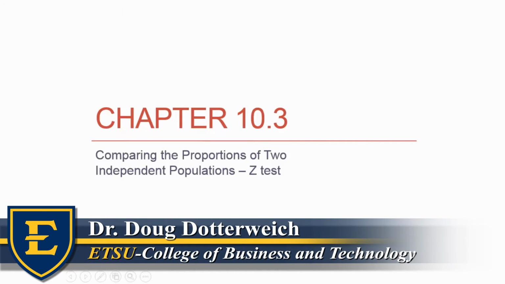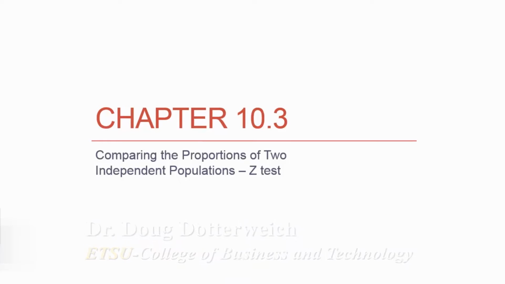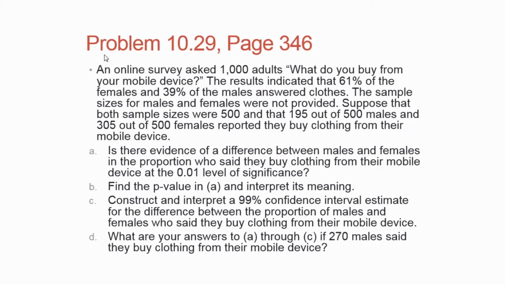Chapter 10.3 is section 3 of chapter 10, and the problem number is 1029. We're comparing the populations for two independent proportions for two populations, and it's going to be a z-test. An online survey asked 1,000 adults, what do you buy for your mobile device? This problem is found on page 346, again, number 1029.